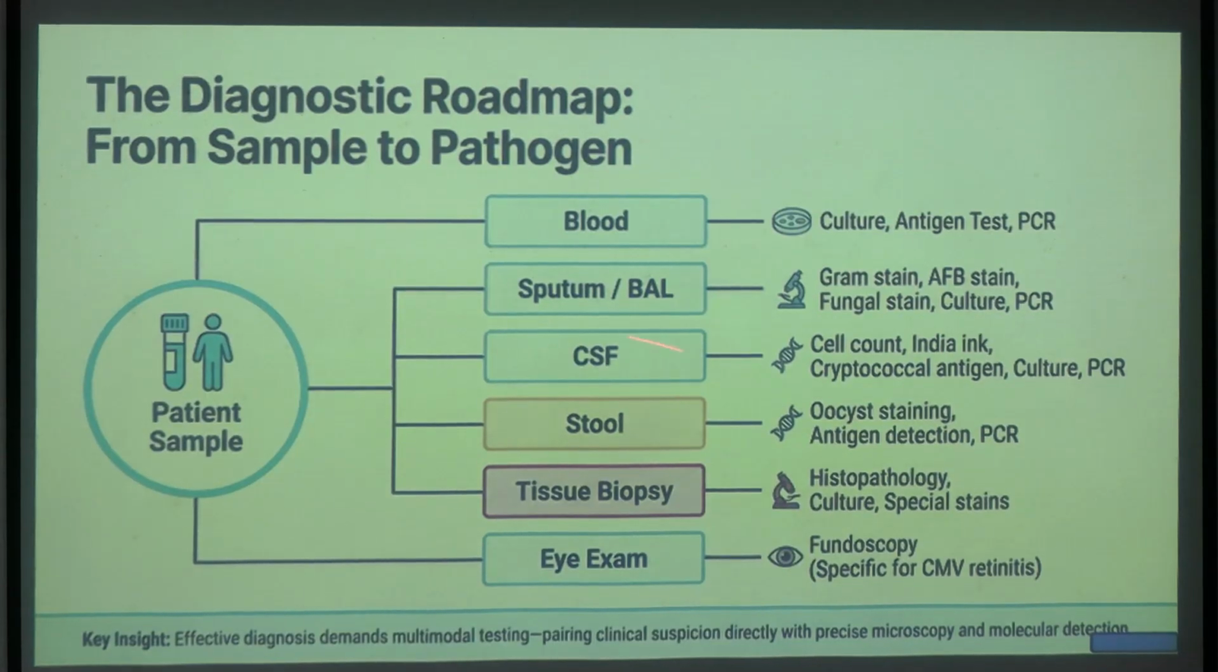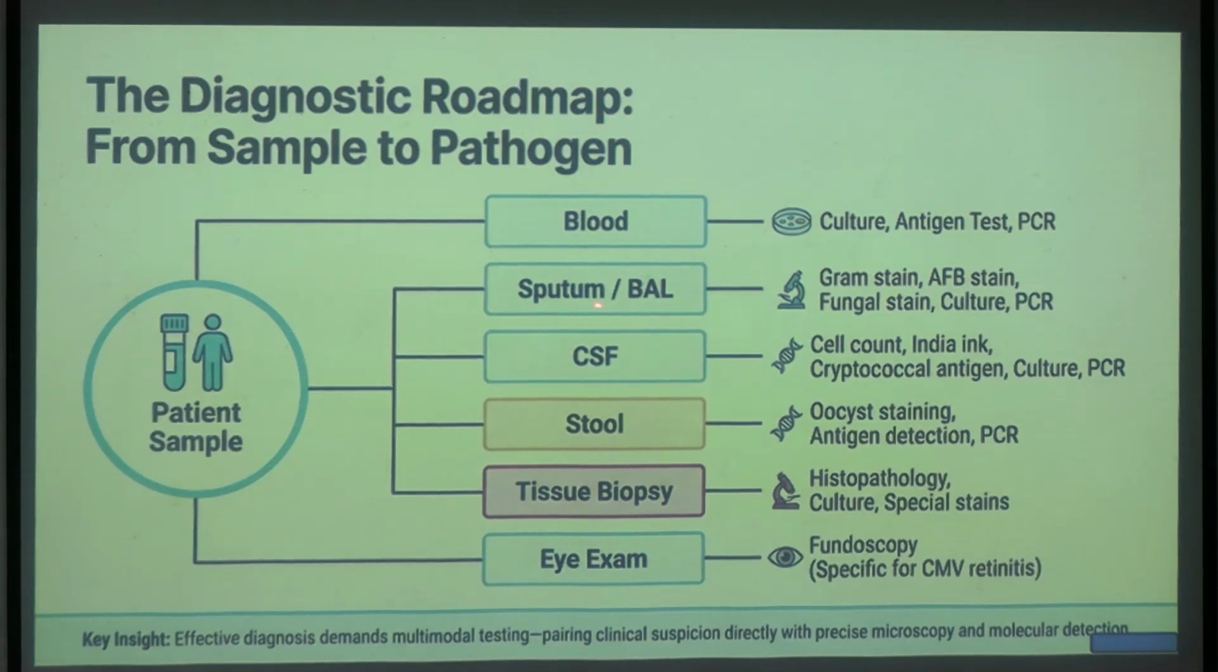Now the diagnosis part, this chart is important. Every system can be involved, right? So you will send blood for culture and PCR for viruses. If you suspect HSV, you have to send a PCR. For bacterial sepsis, you have to do a blood culture.